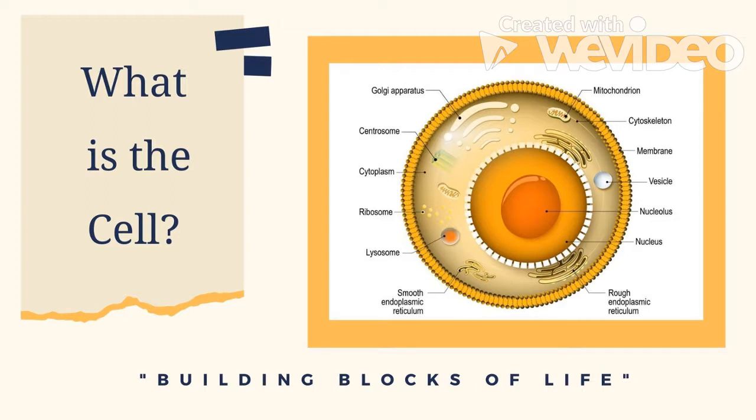So let us learn about the cell and its parts. So what is the cell? Humans are made up of trillions of cells. That's a lot. And it is the basic unit of life on Earth. Every living organism is made up of cells, whether they are animals or plants.